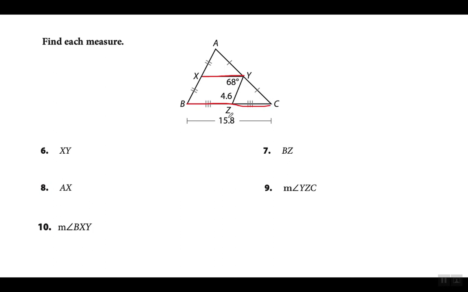It's 15.8. So xy has to be half of 15.8. Okay, xy tiene que ser la mitad de 15.8. Así que tiene que dividir por 2. You got to divide 15.8 by 2. So 15.8 divided by 2 is going to be 7.9. All right, 7.9.